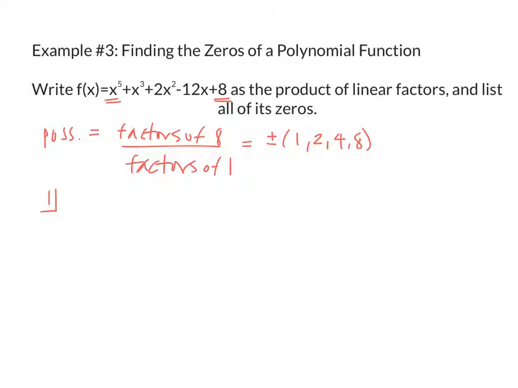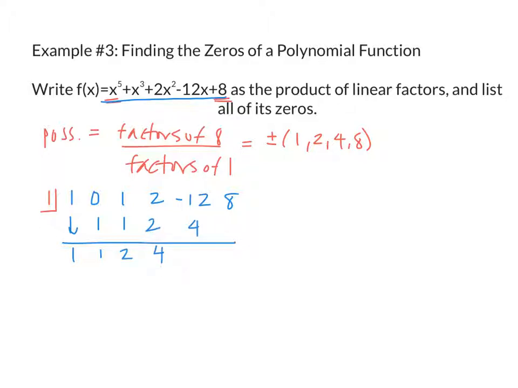Now remember, we need to rewrite our polynomial with just the coefficients. Again, if you have any gaps, you need to substitute it with a 0. So that's 1, 0, 1, 2, negative 12, and 8. Again, all I did was write my coefficients and my constant. So if I drop down the 1 and I start the process, 1 times 1 is 1, 0 plus 1 is 1. 1 times 1 is 1, 1 plus 1 is 2, 1 times 2 is 2, 2 plus 2 is 4, 1 times 4 is 4, negative 12 plus 4 is negative 8, 1 times negative 8 is negative 8, 8 plus a negative 8 is 0.